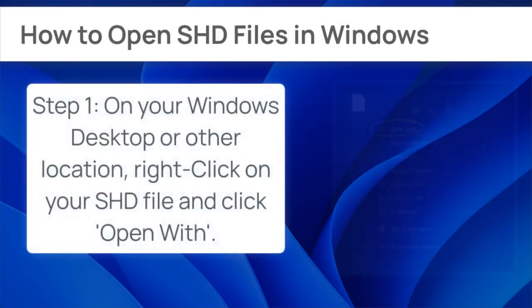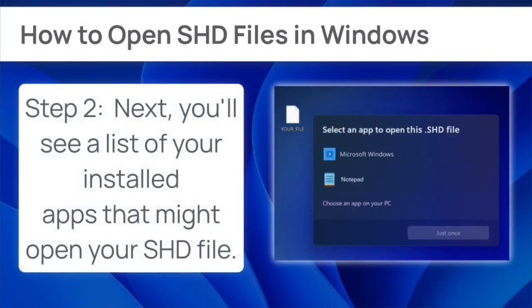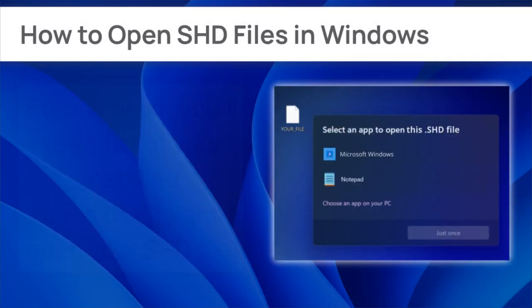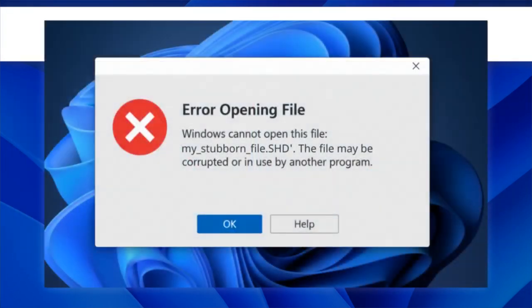The initial test: right-click the SHD file and choose Open With. If Microsoft Windows is installed, test that first. If it's not present, choose another program. Don't worry if it fails on the first try. If your SHD file still refuses to open, stay calm.